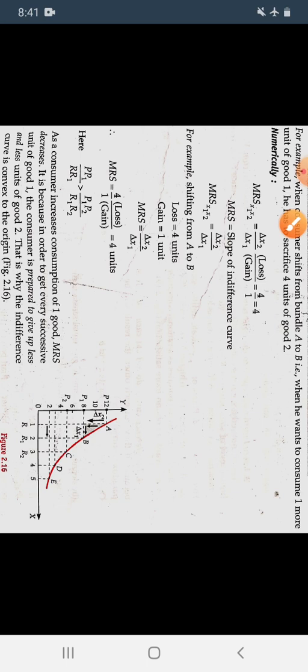MRS equals the slope of the indifference curve. So MRS tells what the slope will be, what the shape will be, and how much the indifference curve is sloped. It totally depends upon the indifference curve. For the indifference curve, MRS is used as the tool. So MRS decides what the slope of the indifference curve will be.